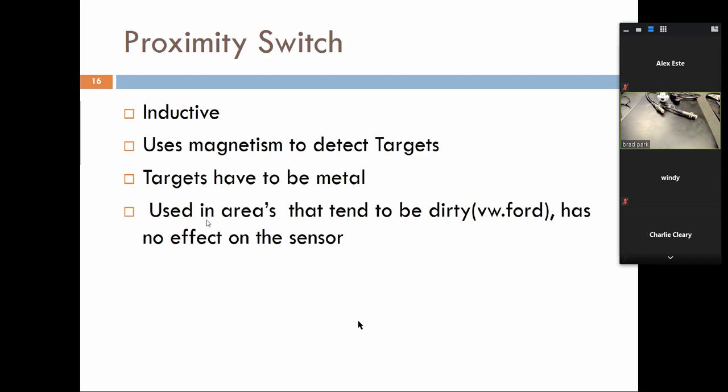And again, used typically in areas that are dirty. So again, landing gear is one of them because it's dirty, fluids all over, and it doesn't bother the sensor, right? Because it's using the magnetism. It just looks for a metal object coming close to the sensor.